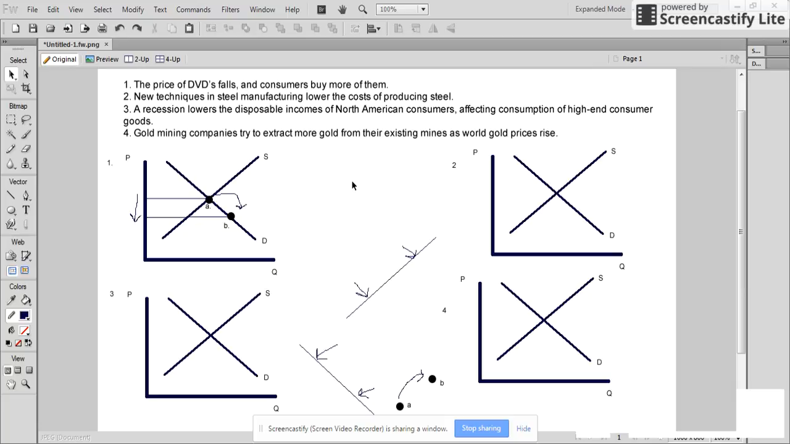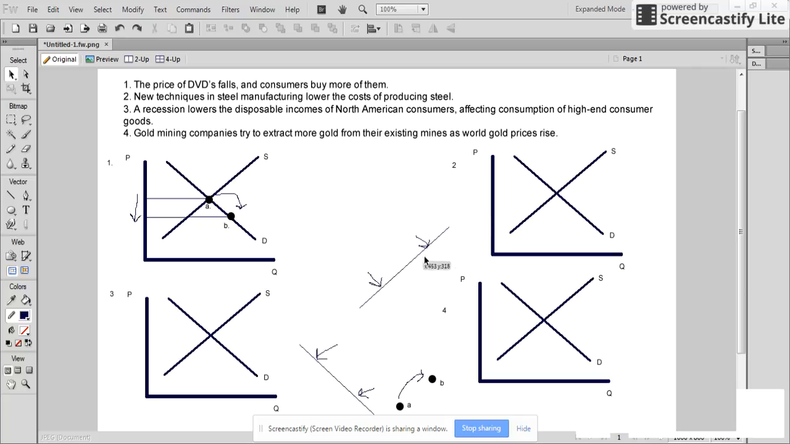Scenario number two, new techniques in steel manufacturing lower the costs of producing steel. So the key words here: techniques that are new, cost of production. Those are factors that affect supply. So the supply side is affected. Technology always increases the supply. So whenever we have new technology, boom, we have an increase in supply.